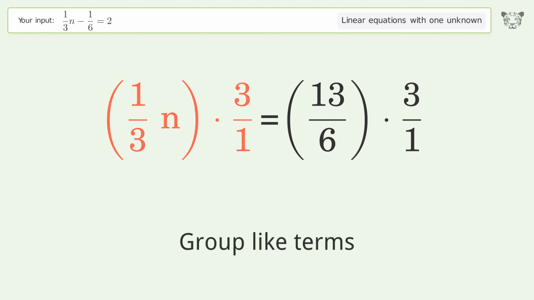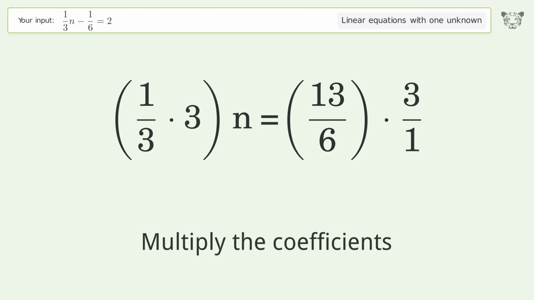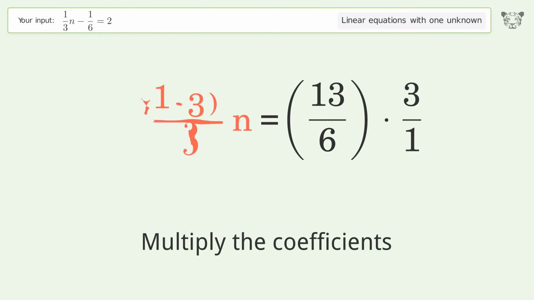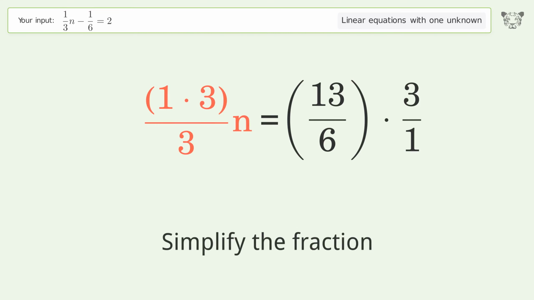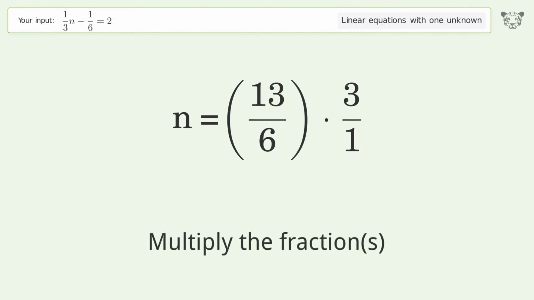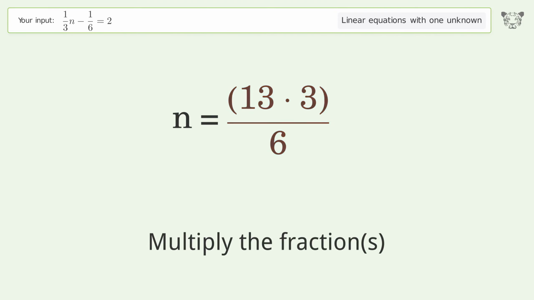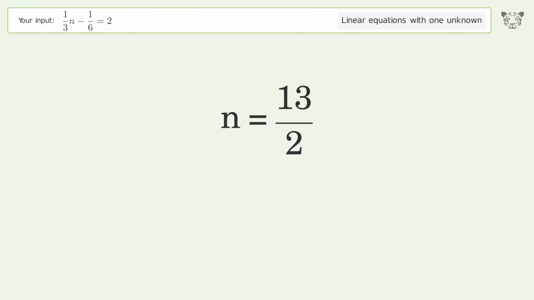Group like terms. Multiply the coefficients. Simplify the fraction. Multiply the fractions. Simplify the arithmetic. And so the final result is n equals 13/2.